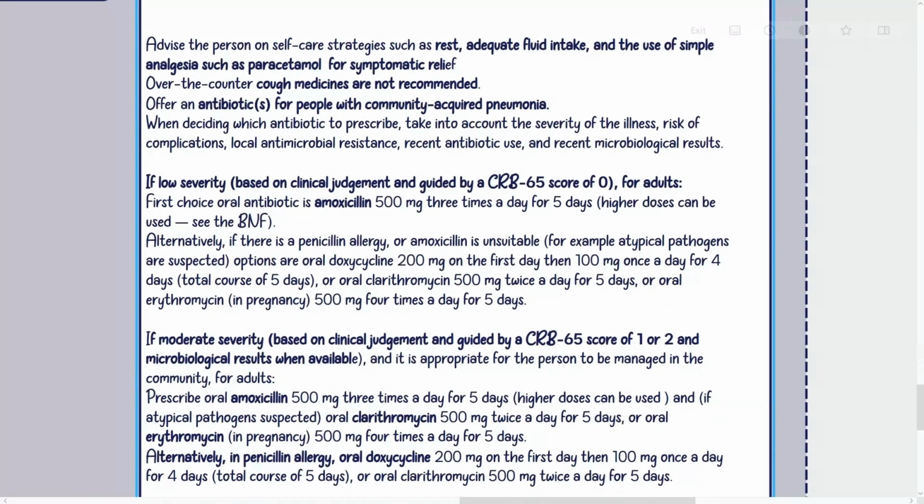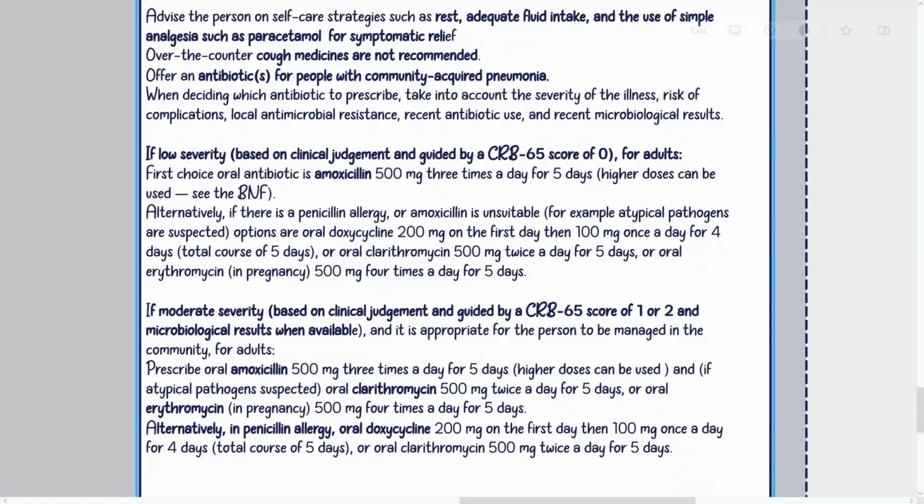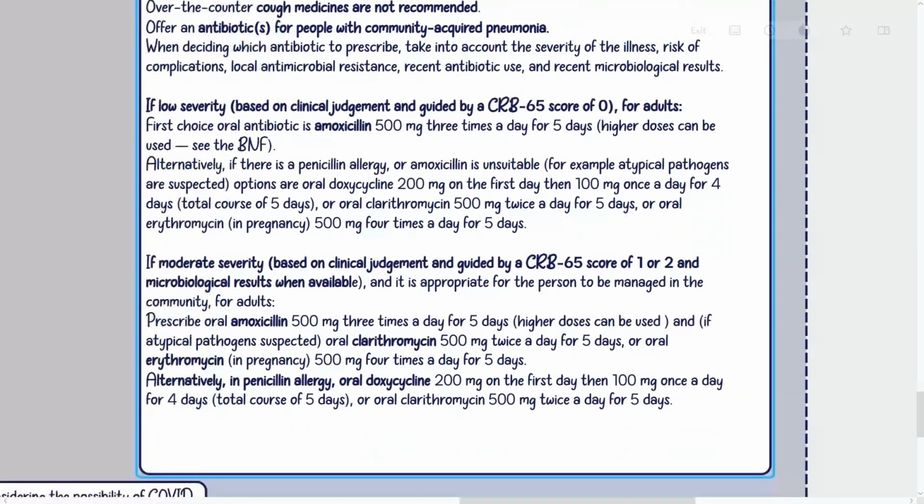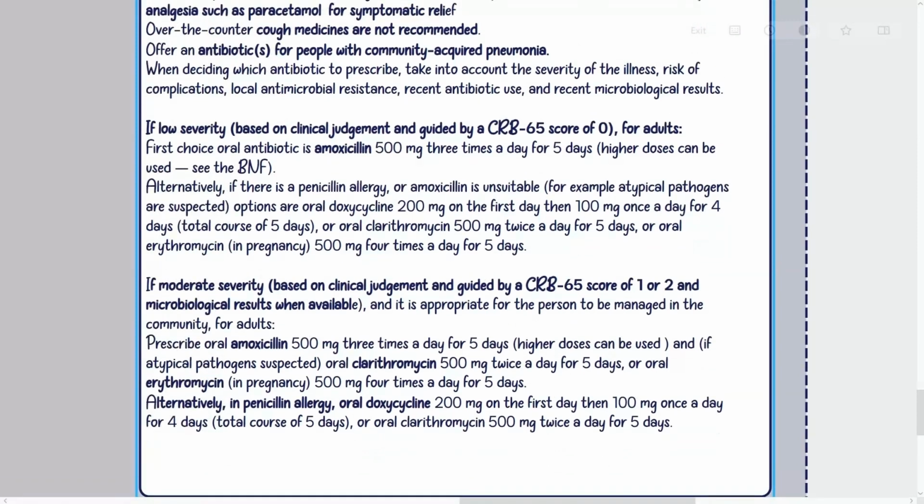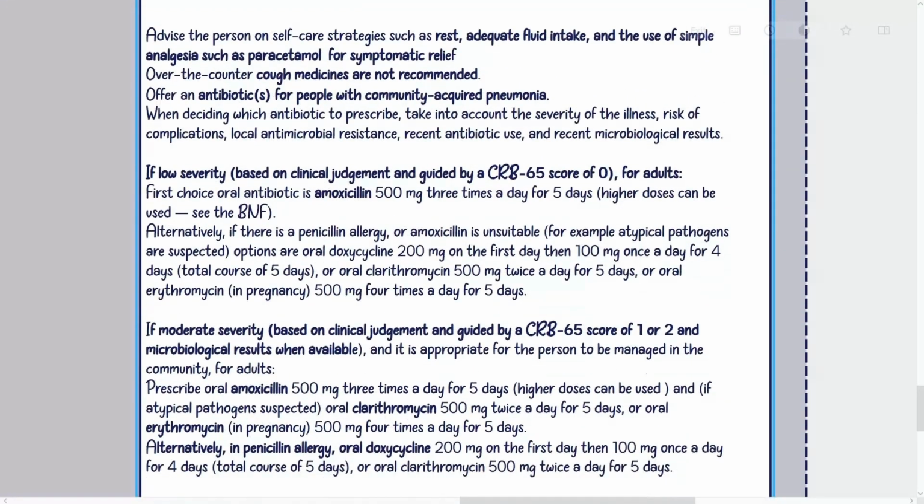Advise the person on self-care strategies such as rest, adequate fluid intake, and the use of simple analgesia such as paracetamol for symptomatic relief. Over-the-counter cough medicines are not recommended. Offer an antibiotic for people with community-acquired pneumonia. When deciding which antibiotic to prescribe, take into account the severity of the illness, risk of complications, local antimicrobial resistance, recent antibiotic use, and recent microbiological result.